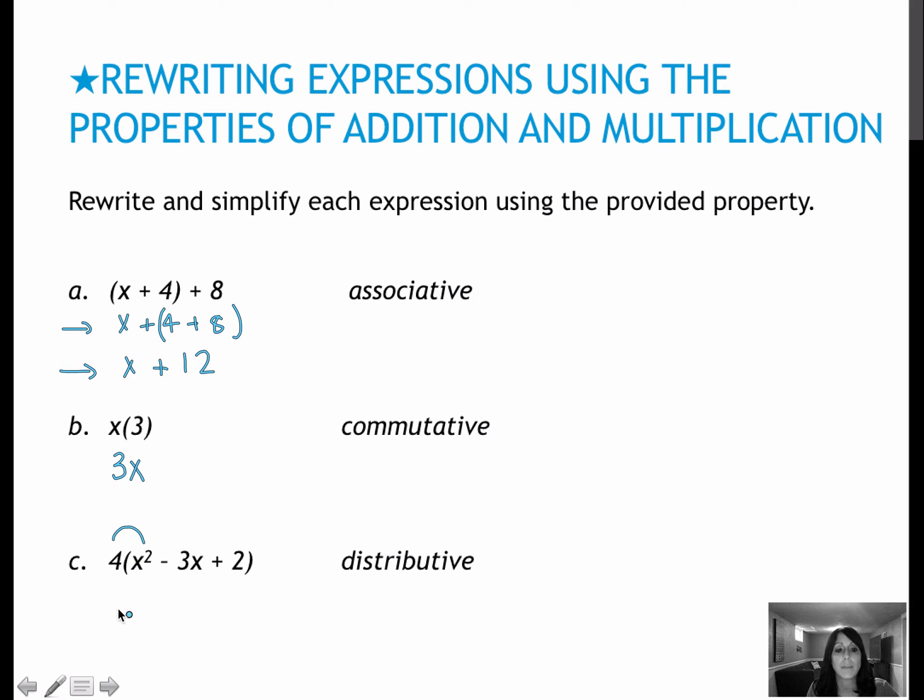I'm going to take 4 times everything. So 4 times x squared is 4x squared. 4 times minus 3x is minus 12x, and 4 times plus 2 is plus 8, and that's my final answer.